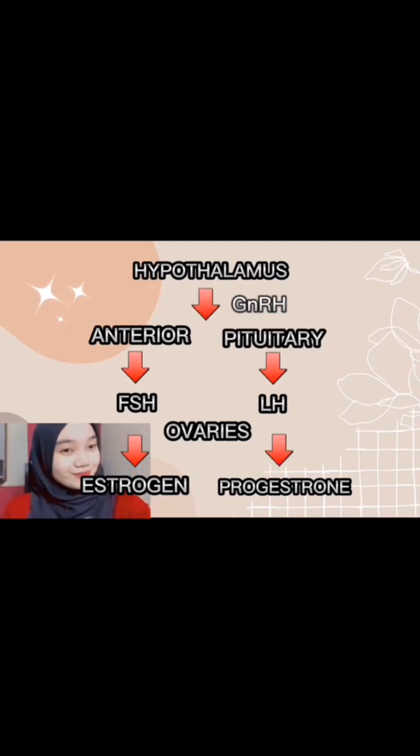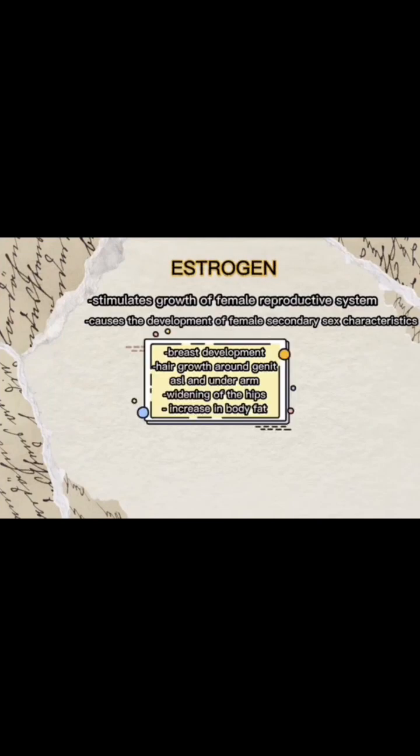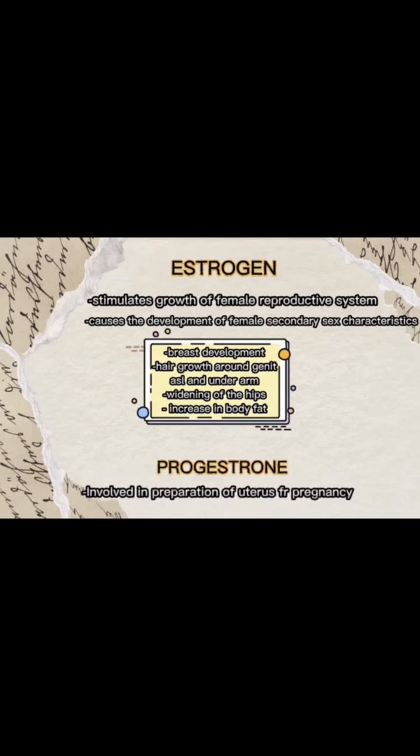progesterone. Estrogen stimulates growth of the female reproductive system, menstruation starts, and it causes the development of female secondary sex characteristics. For example, breast development, hair growth around the genitals and under the arms, and increase in body fat. Next is progesterone, involved in the preparation of the uterus for pregnancy and the breast for lactation.